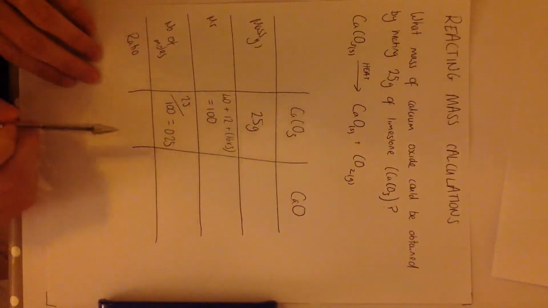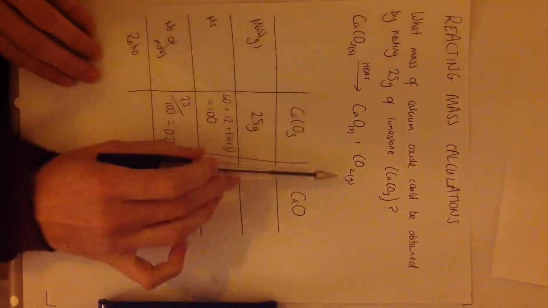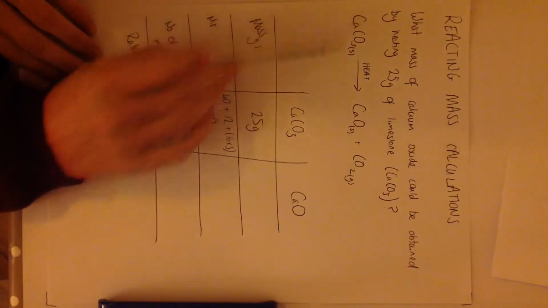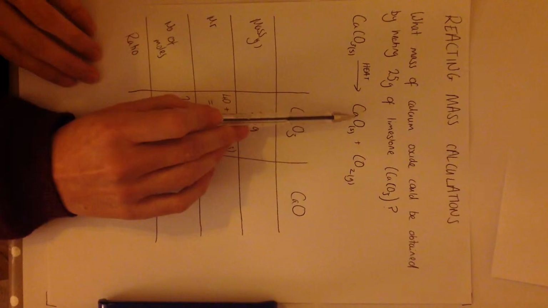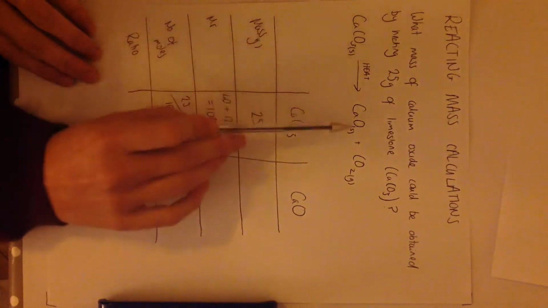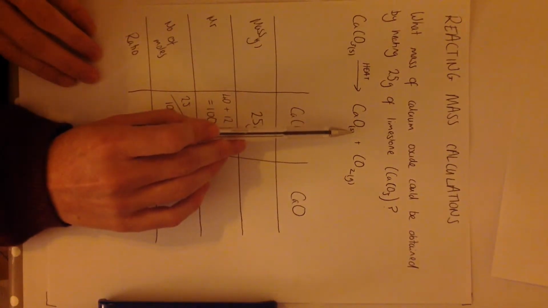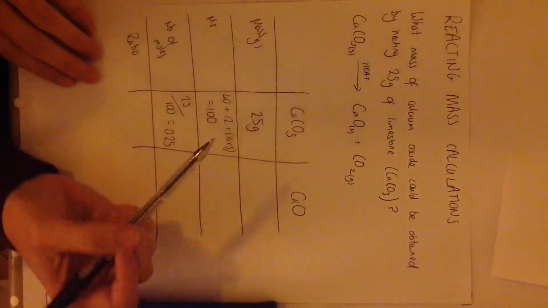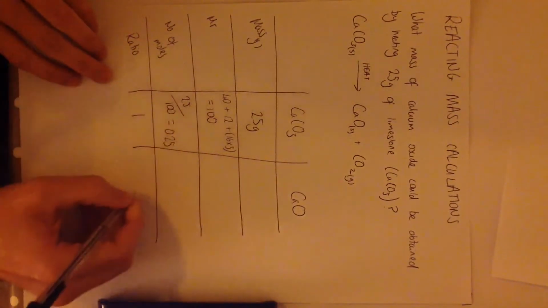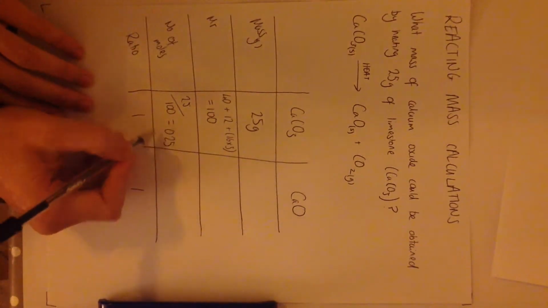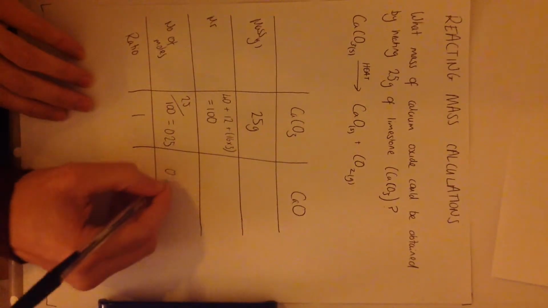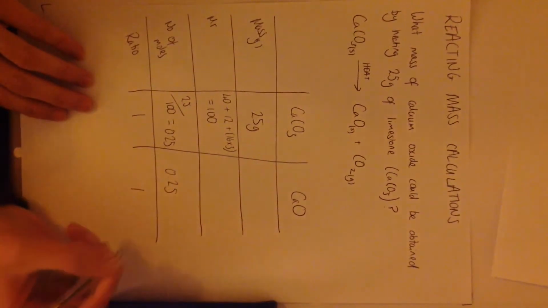I now need to look at the ratio, and the ratio comes from the balanced equation. How many moles of calcium carbonate react to produce how many moles of calcium oxide? Here the balanced equation shows that we have a ratio of 1 to 1. We've not needed to add in any balancing numbers in our equation, so the ratio is 1 to 1. It therefore follows that if I have 0.25 moles of calcium carbonate, I will also have 0.25 moles of calcium oxide.